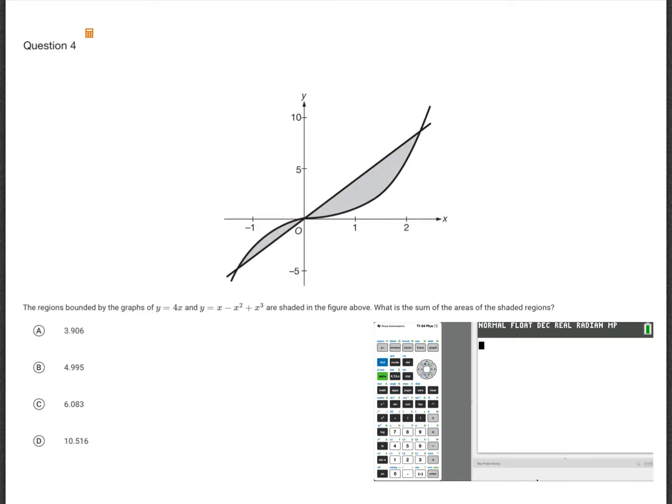Okay, so let's say the x value of this point is a, and let's say the x value of this point is b. So what we want to do in the calculator is integral from a to 0. We can see a is some negative number. And to find this first shaded area, we'll do this top function minus this bottom function here.